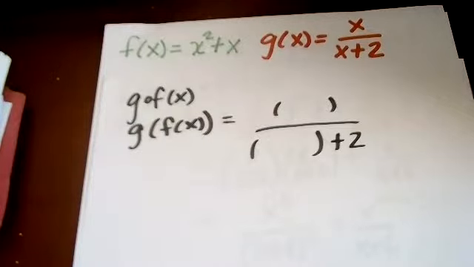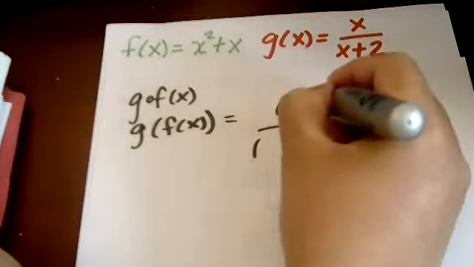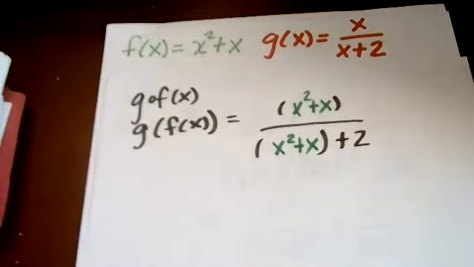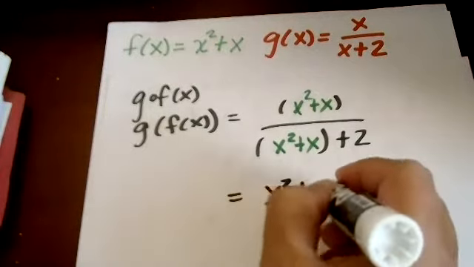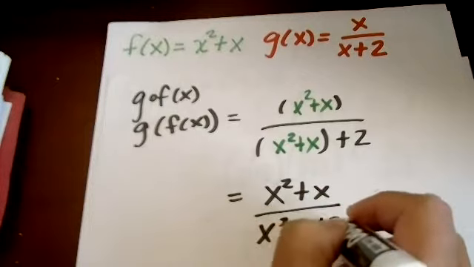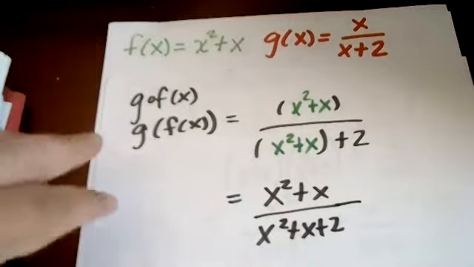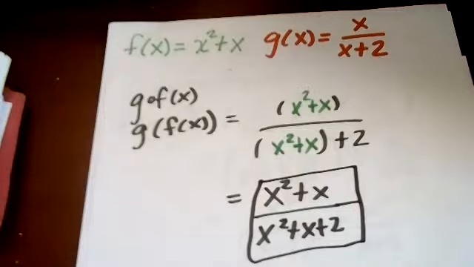What I'm going to put in each of these is the f function. The x squared plus x is going to go in each of those. So the only simplification I can do here is to write this as x squared plus x over x squared plus x plus 2. Not quite the same answer that I got when I did f of g.